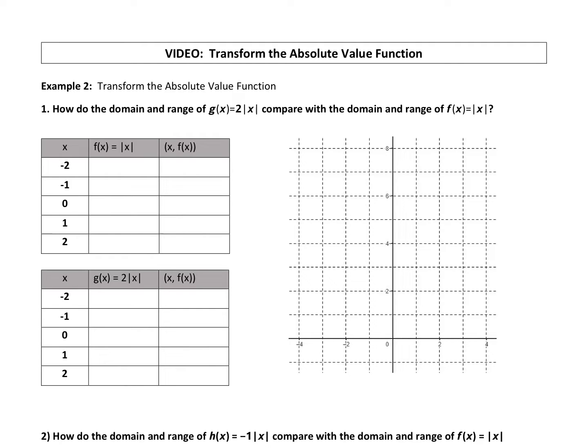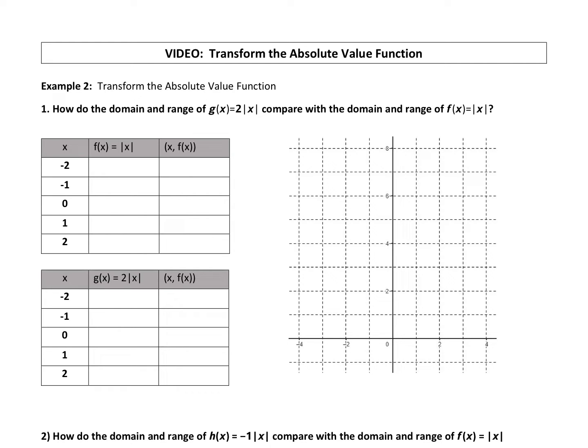All right, in this example, we are going to transform the absolute value function. So what that means is we'll take the parent function that we graphed in our last video, the most basic V shape you can get for your absolute value, and we are going to transform that. So that means you could stretch it or compress it. You could translate it. You could shift it to the left or shift it to the right. You could shift it up and you can shift it down.